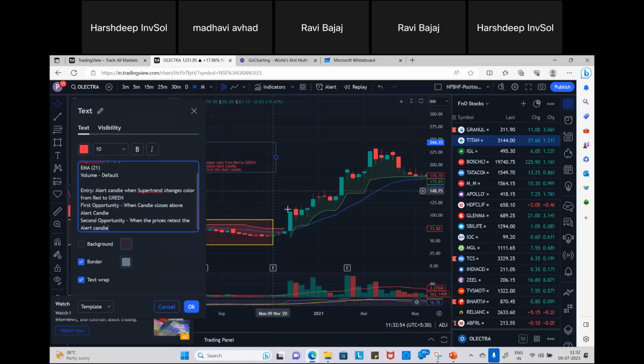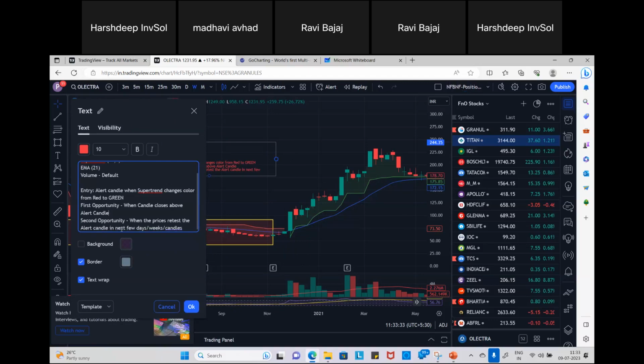What does it mean? If the candle is very big, ideally we should try to see if it is getting retested. Let us say 30%, 50% of the current candle. So when the prices retest the alert candle in the next few days, weeks, or in short candles.